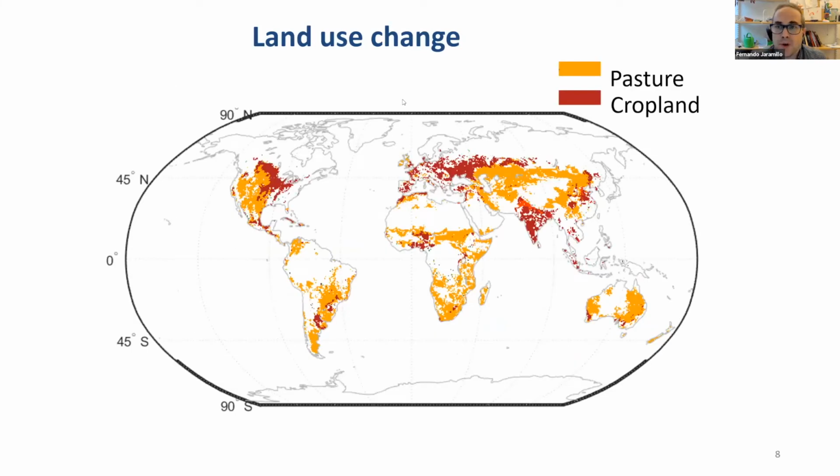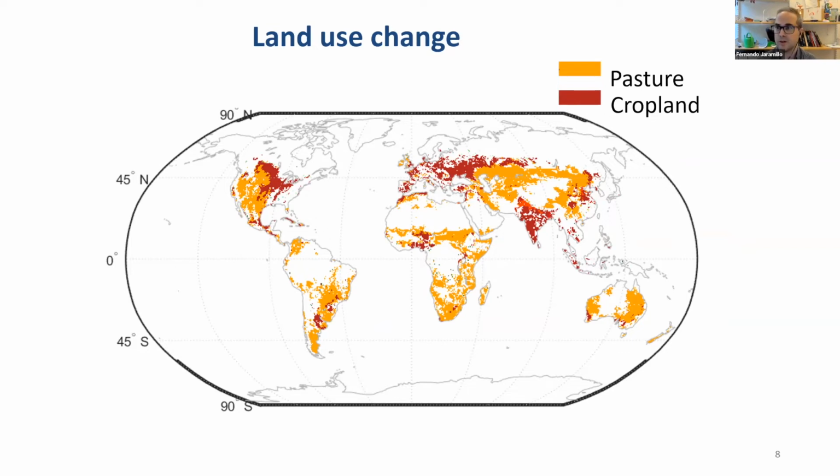Okay, so there are two main ways in which humans directly affect water resources. First is land use, and second is water use. Land use is basically the conversion of vegetation, or the conversion of land, for our main activities like agriculture or urbanization. For instance, this is a map by Ramankutty, from I think 20 years ago, showing the amount of pastures and cropland on Earth. So just imagine the changes that this land conversion has made for the water cycle.